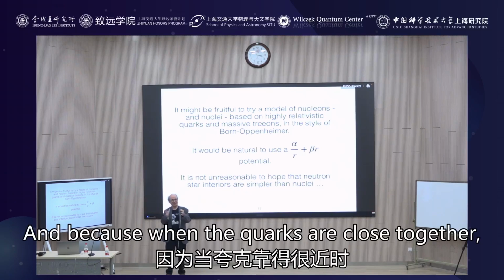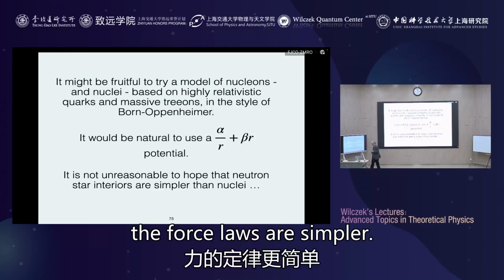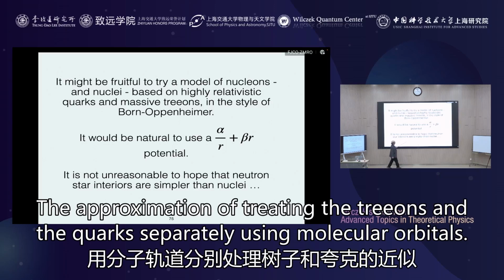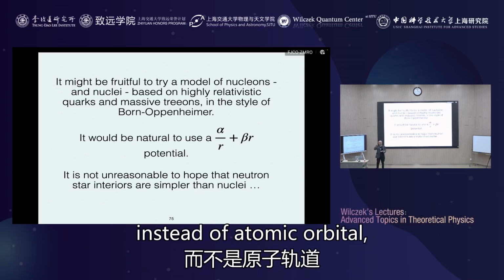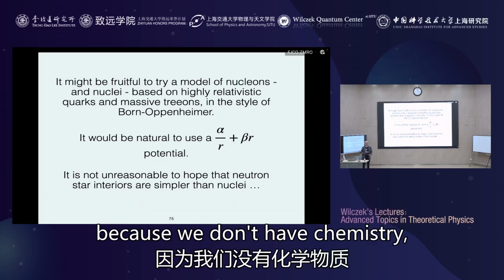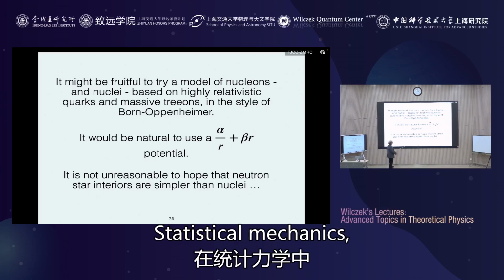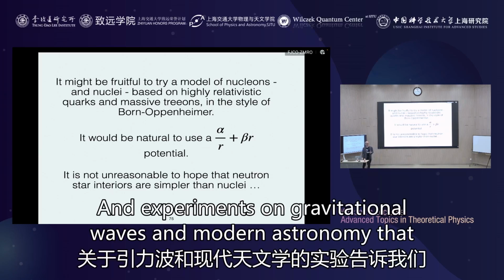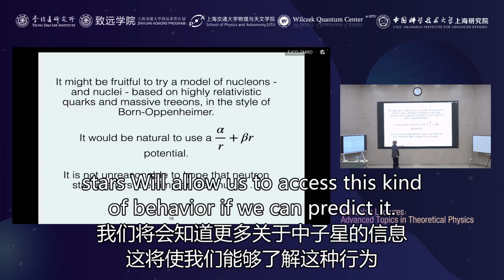And when the quarks are close together, the force laws are simpler, and the trions get more distributed, so the approximation of treating the trions and the quarks separately, using molecular orbitals, if you like, instead of atomic orbitals, gets more and more important to do. And just like ordinary stars are much simpler than the Earth, because we don't have chemistry, but just high temperature statistical mechanics, I think it's quite possible that neutron stars will turn out to be much simpler than nuclei. And experiments on gravitational waves and modern astronomy that are going to tell us much more about neutron stars will allow us to access this kind of behavior if we can predict it.